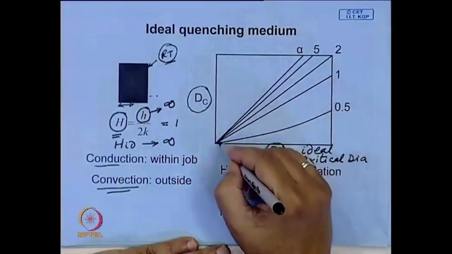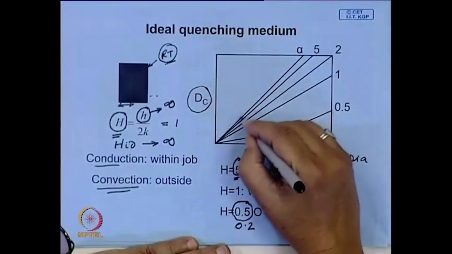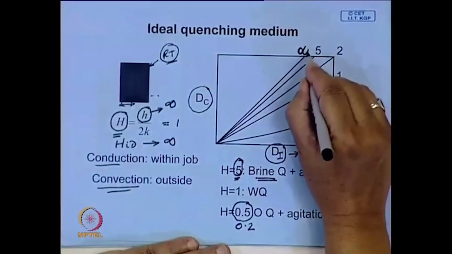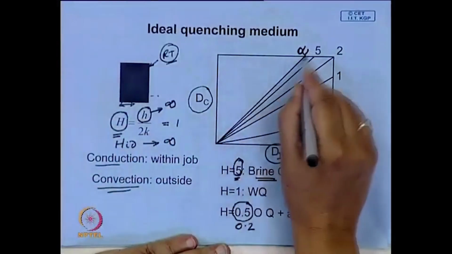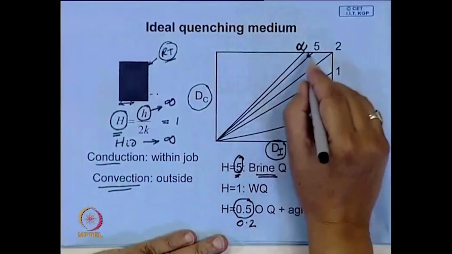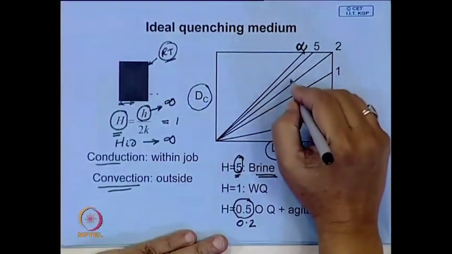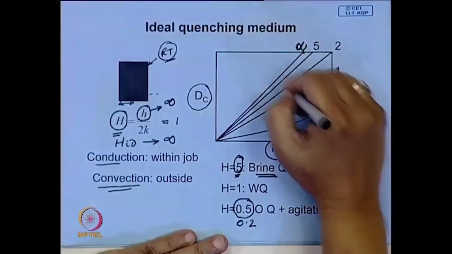So, if you can draw such lines, these have been evaluated experimentally: the ideal quenching medium has infinite quenching severity, so this is the 45 degree line. As the quenching severity decreases, H is increasing in this direction.